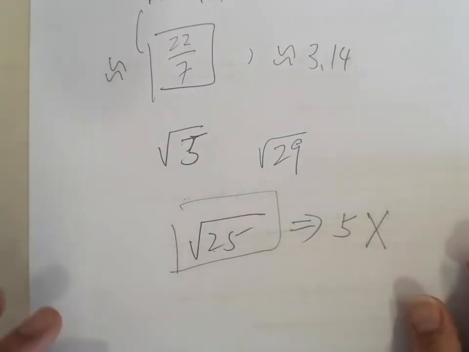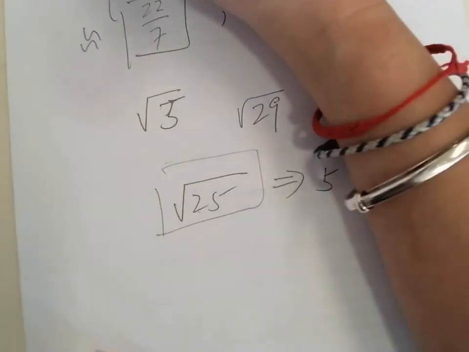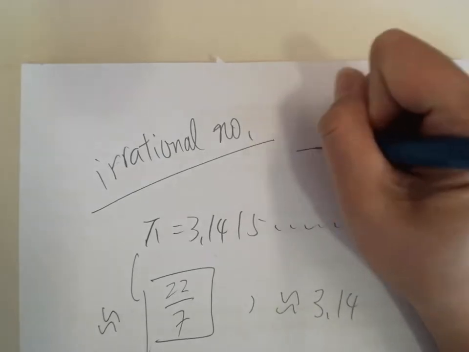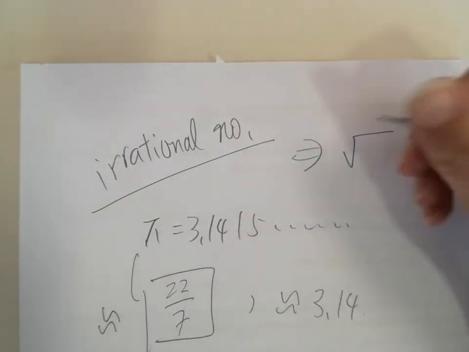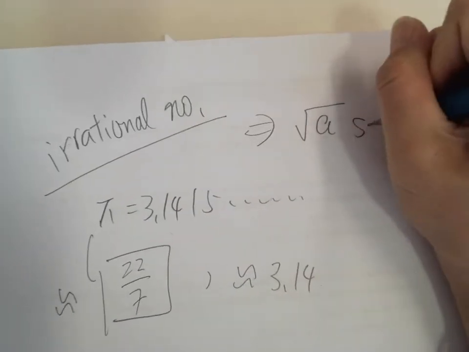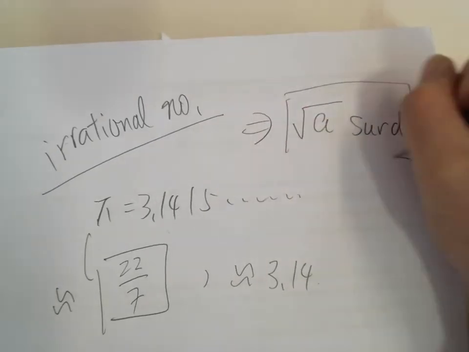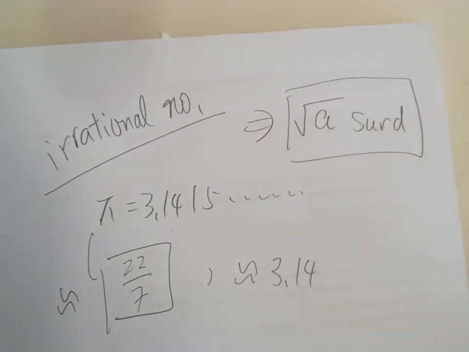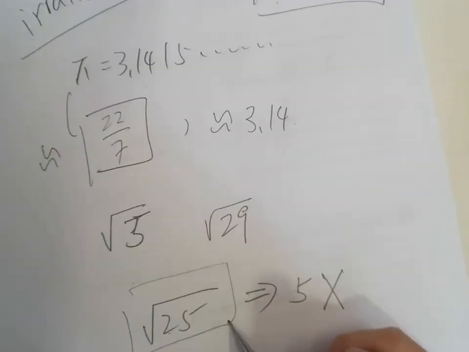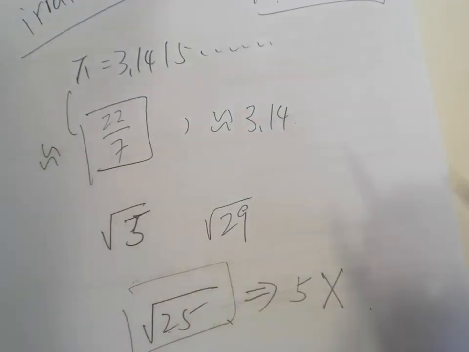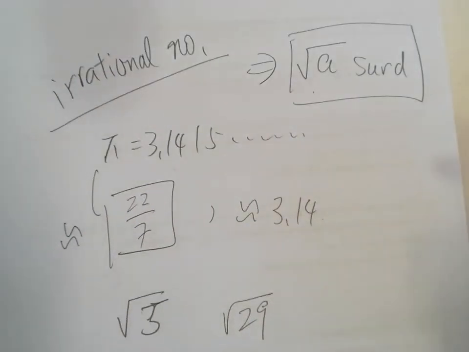One more thing. Within the special irrational numbers, we have something called a surd. When we have a square root, we call that a surd. Anything under the root that cannot be simplified is an irrational number. So that's the basic intro of rational and irrational numbers.